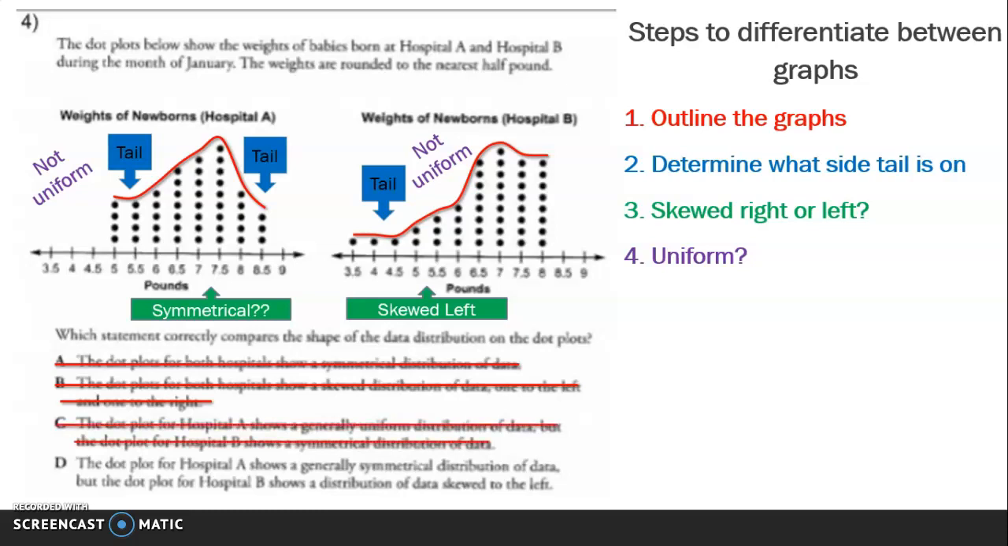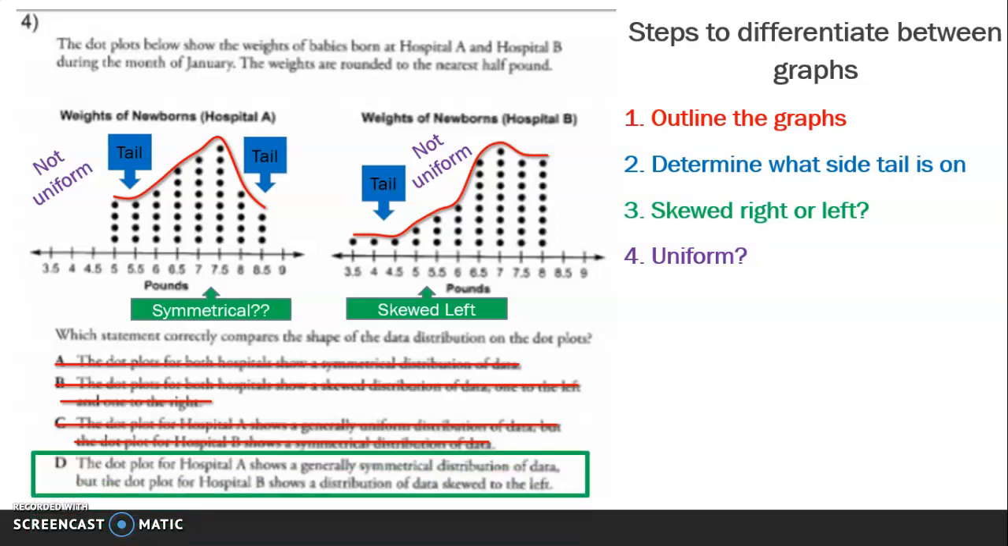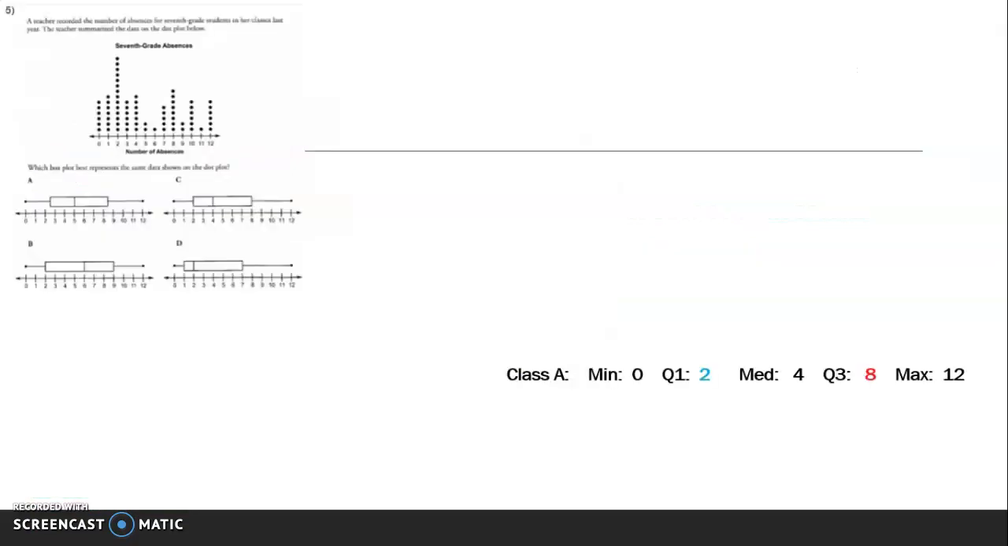So we go on to D. It says the dot plot for A shows a general symmetrical distribution, and for B it shows a skewed left. So yeah, that would be the one. If I had to choose an answer choice for 4, I would pick D. Now we move on to 5.